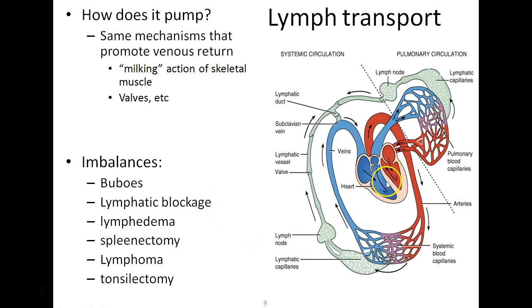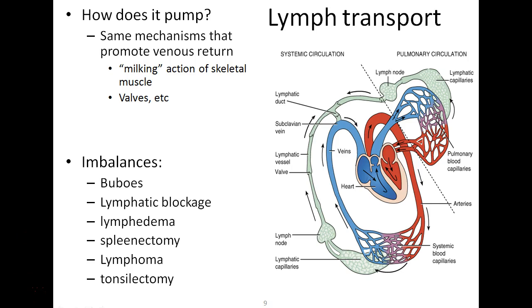So in this diagram, we see again how the lymphatic system works alongside the cardiovascular system. Now we get a little bit closer to looking at that venous return. So we're looking at the light blue region here. And it's interestingly the same mechanisms that control venous return. In other words, milking of skeletal muscle, things like valves are going to help promote return of that fluid.